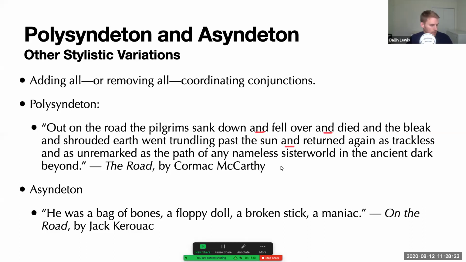Now, asyndeton is when you have the opposite of that. He was a bag of bones, a floppy doll, a broken stick, a maniac. Now, normally when we have a series, we don't use a coordinating conjunction until the very end anyways, so it might not stand out quite as much. But when you do drop that last coordinating conjunction, then it really does make that impact. So the missing and here is what makes this an asyndeton.